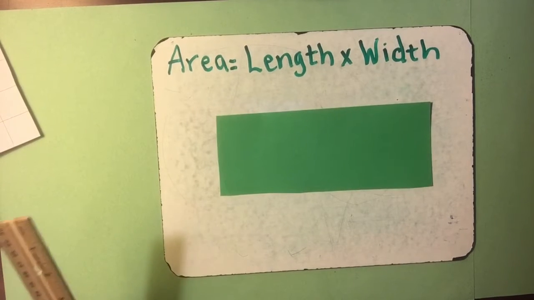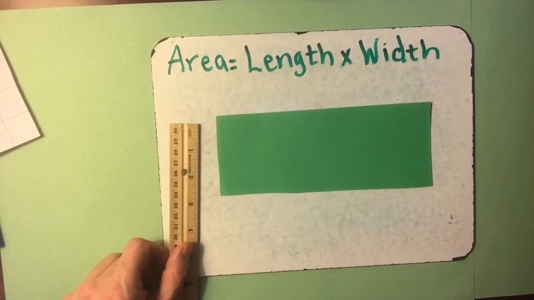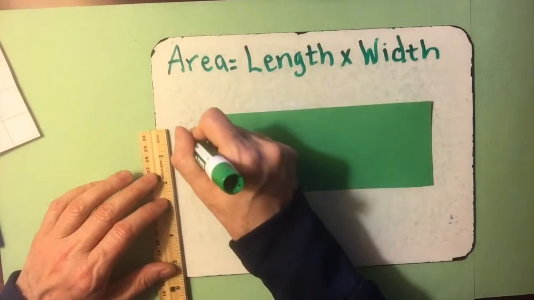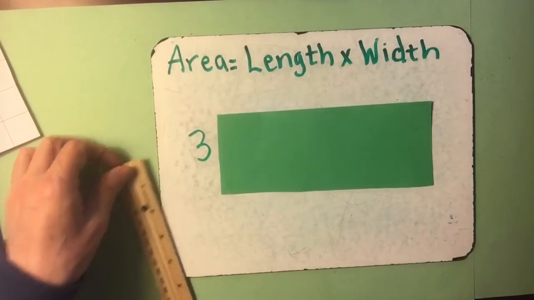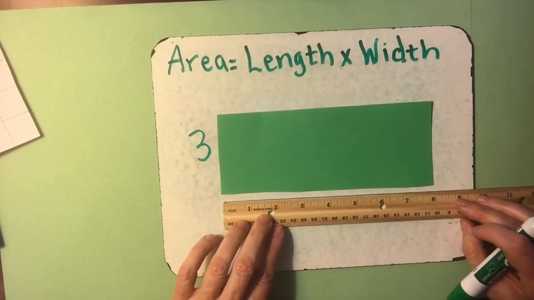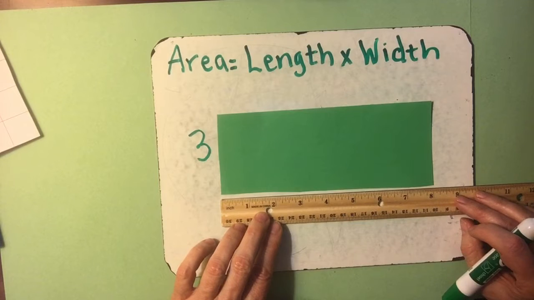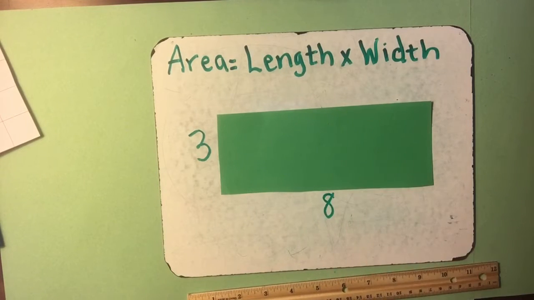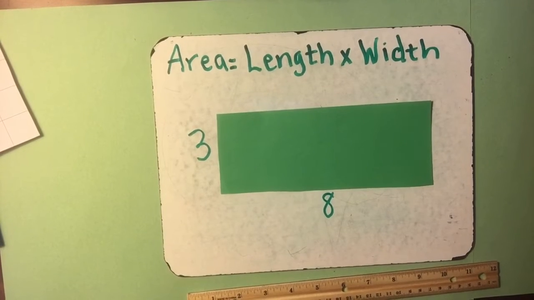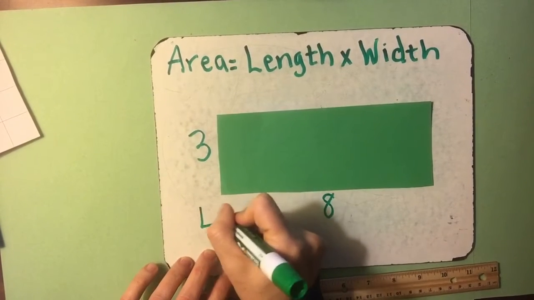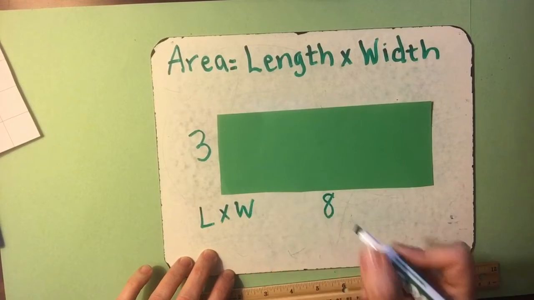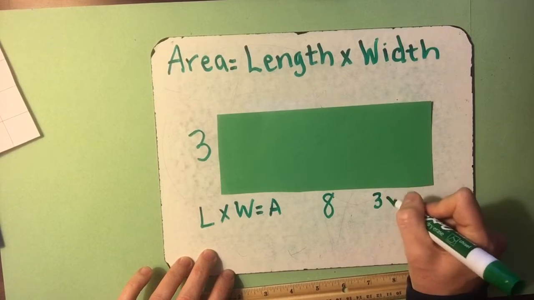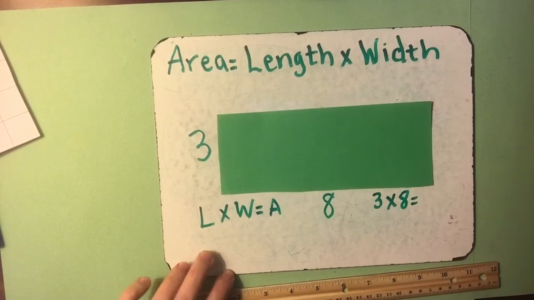Okay, so here we go. So the area is length times width, so I'm going to measure this side, and this side is 3. Okay, this side is 8, it looks like, right? So about 8 inches. So now my multiplication problem is length times width, L times W, equals the area, and that is 3 times 8 equals, and what's your answer?